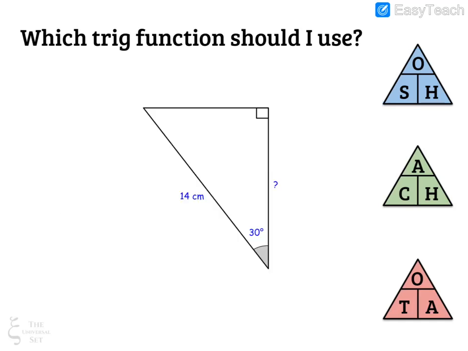How about on this one? We're going to label the sides and find out. So this 14 centimetre side, that's the hypotenuse. The one with the question mark, that is the adjacent. So which of these functions am I using? Adjacent, hypotenuse, it's this one, isn't it? I'm using the cosine function.